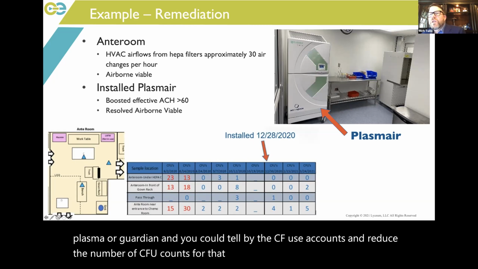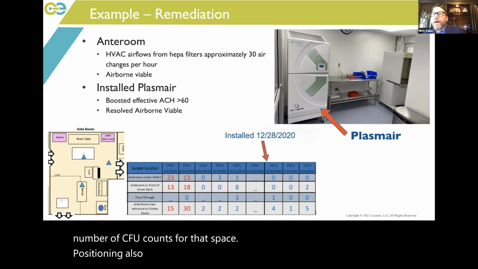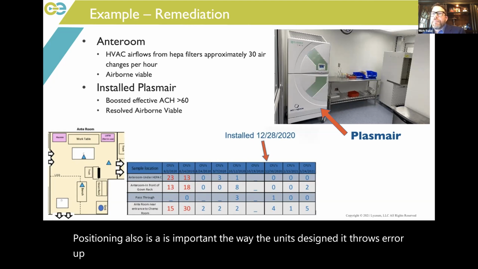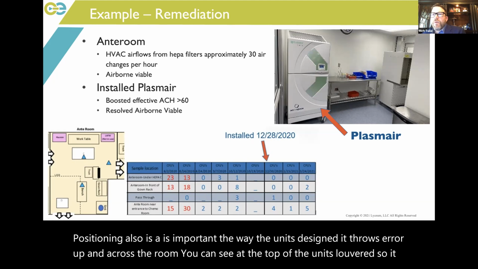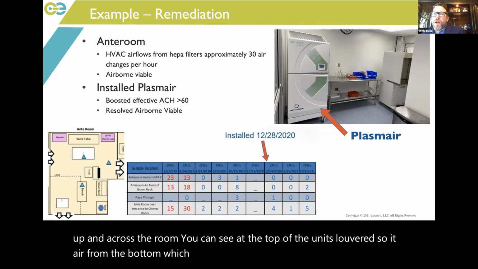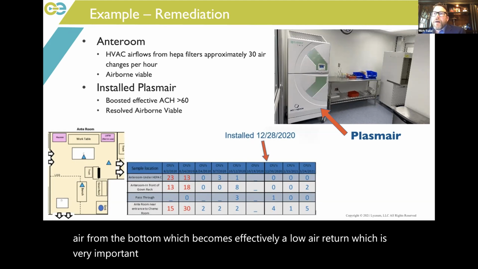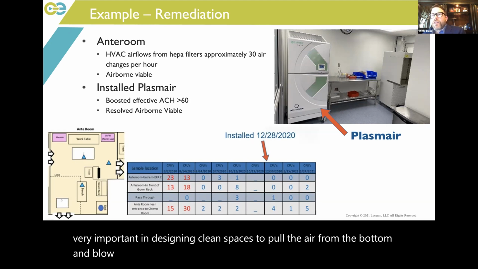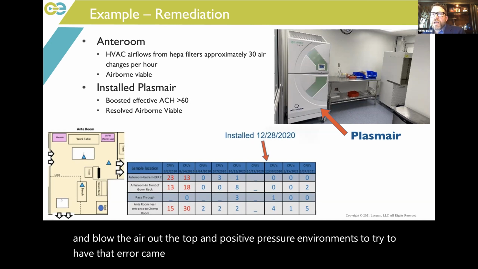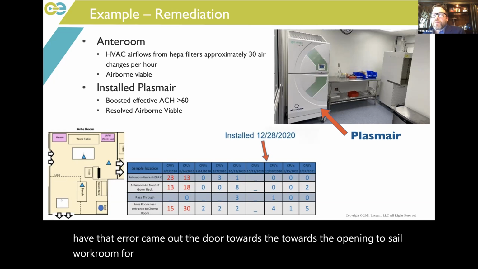The positioning also is important. The way the unit's designed, it throws air up and across the room. You can see at the top of the unit, it's louvered. It sucks air from the bottom, which effectively becomes a low air return, which is very important in designing clean spaces: pull the air from the bottom and blow the air out the top. In positive pressure environments, you try to have that air aimed out the door towards the opening to, say, a workroom, for example. Negative pressure environments will change that.